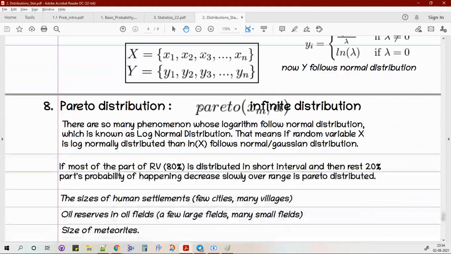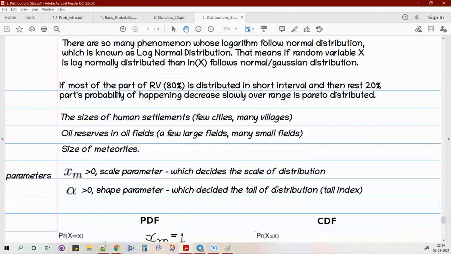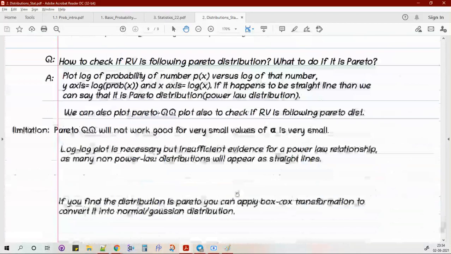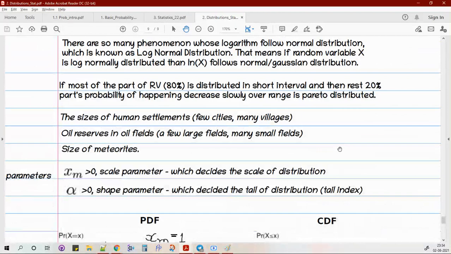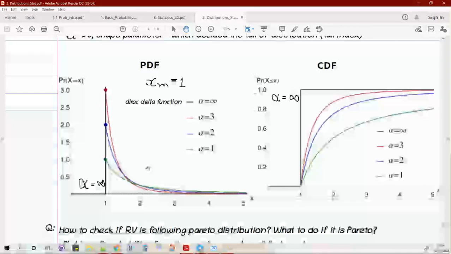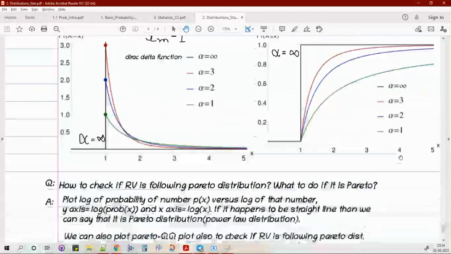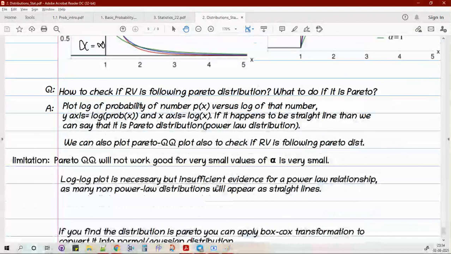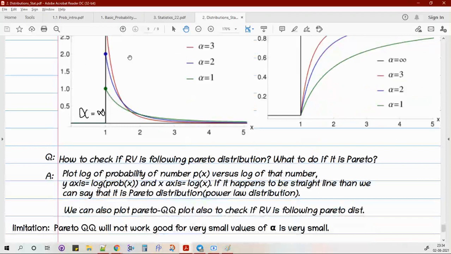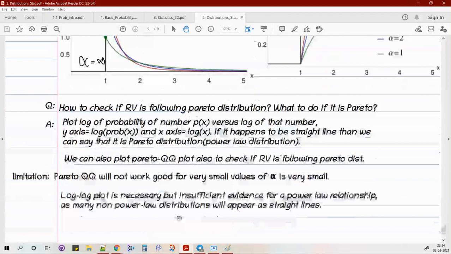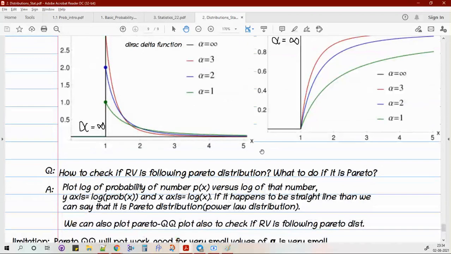So it's called the Pareto distribution or power law distribution. The formula, I guess we didn't discuss, is ugly looking, but the intuition is this. And how to check if it is following the Pareto distribution or not? Just take the log of x and the log of the probability density function. If it comes out linear, that means it is following the Pareto distribution or power law distribution.